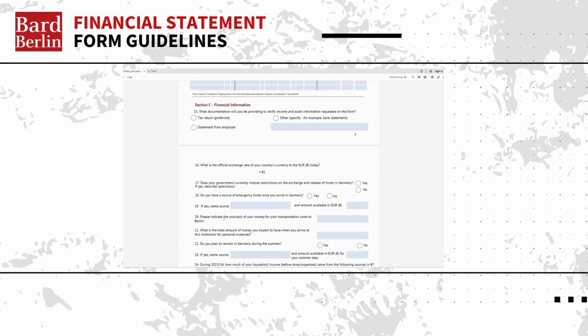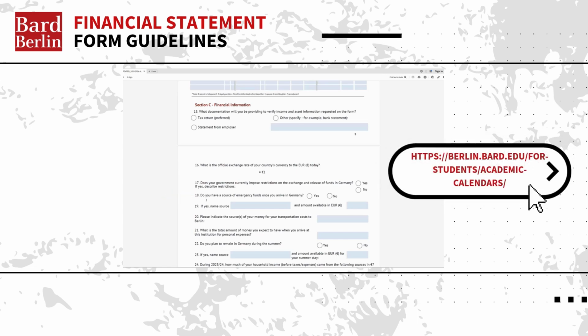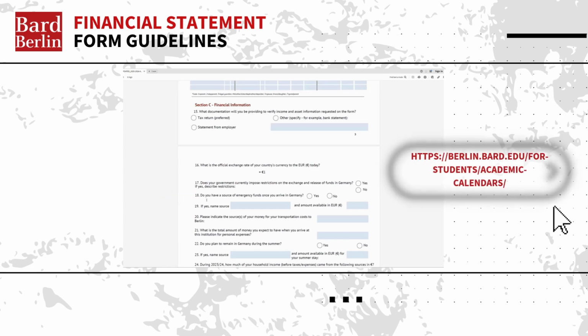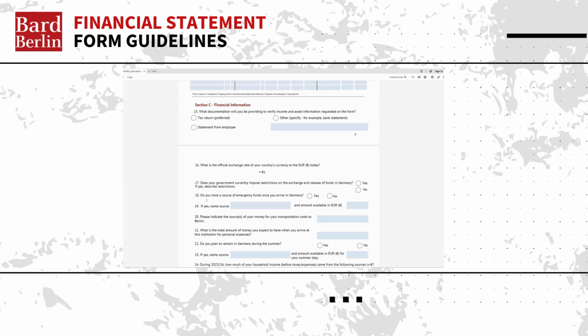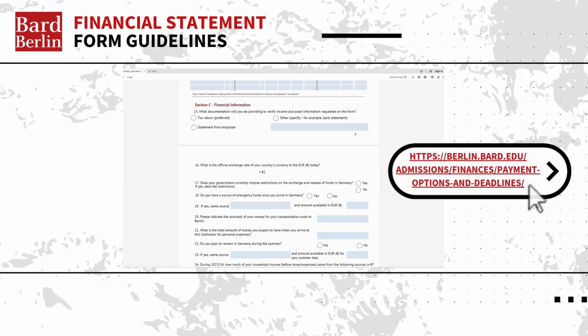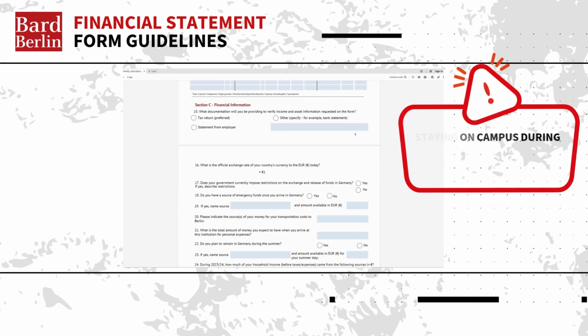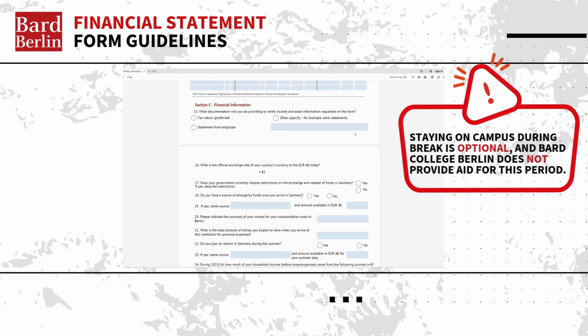We often get questions about question 18, so what are we looking for here? Because the student residence halls close over the winter and summer breaks, in this section we ask about your plans for the summer and whether you will be able to pay for break housing if you intend to stay on campus. Remember, staying on campus during breaks is optional, and Bard College Berlin does not provide aid for this period.